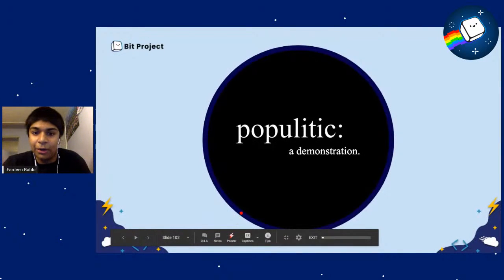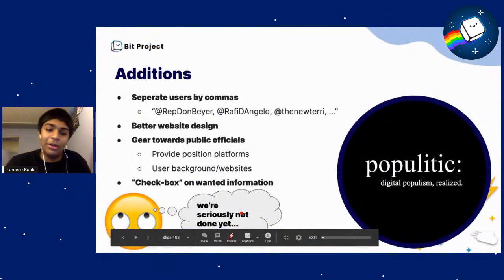Hope you all aren't tired from all these presentations and awesome projects. All right. So here are some of the additions and where I would take Populytic. One of the major things that I was really interested in was separating that search bar, where I had to delete and re-enter a Twitter handle. I was interested in separating each of these by a comma, so then it'd just be really simple. Put in the Twitter handle, comma, another one, comma, another one. Yeah, so that's one of the major things I would like to add.